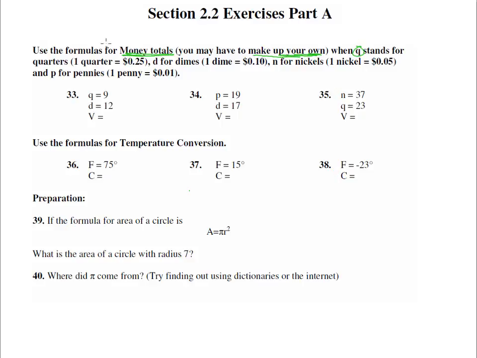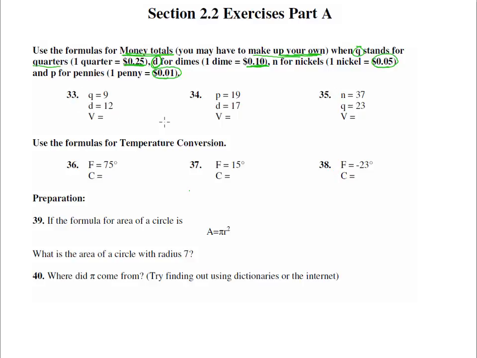Well, Q stands for quarters. This is 25 cents for every quarter. D, that's going to be our variable for dimes, is 10 cents a piece. N for nickels, which is 5 cents. And P for pennies, which is 1 cent.